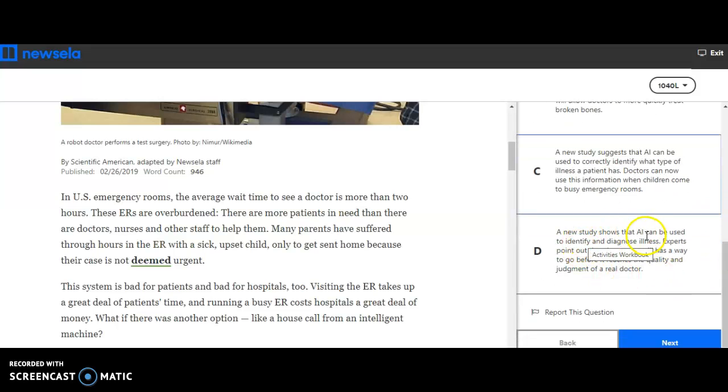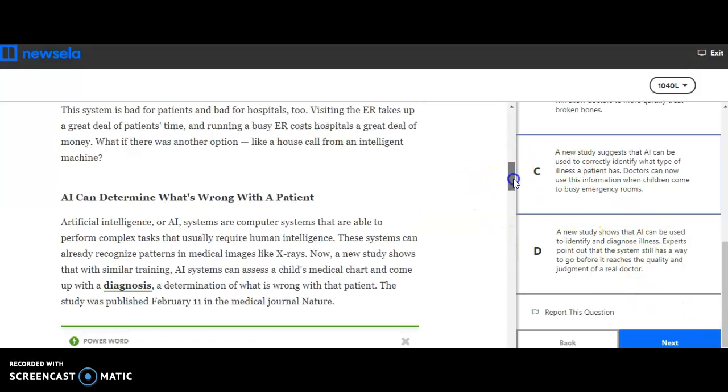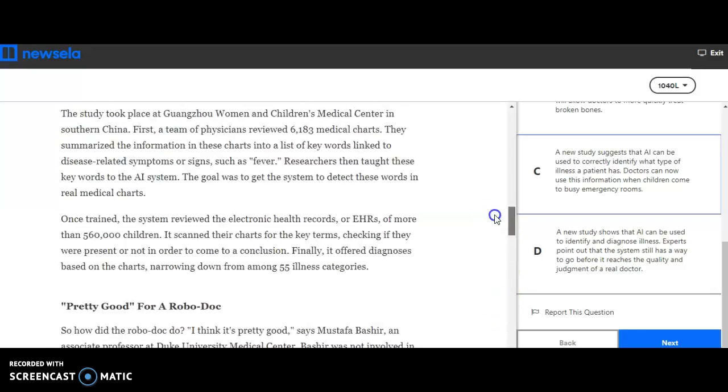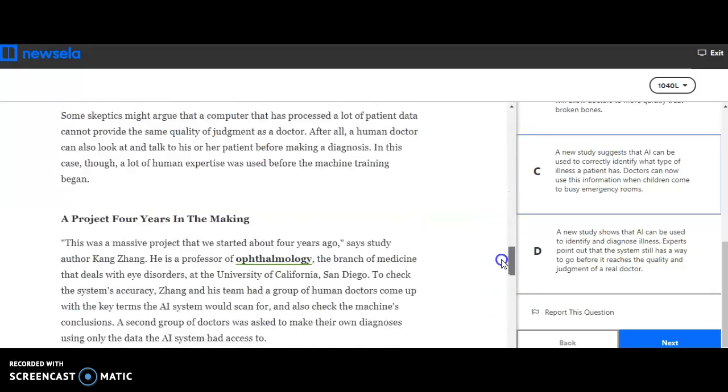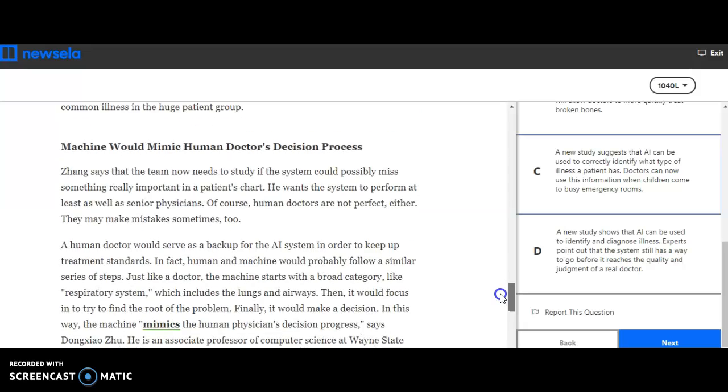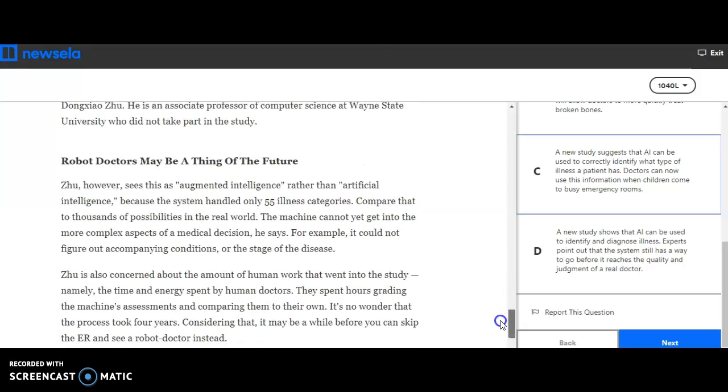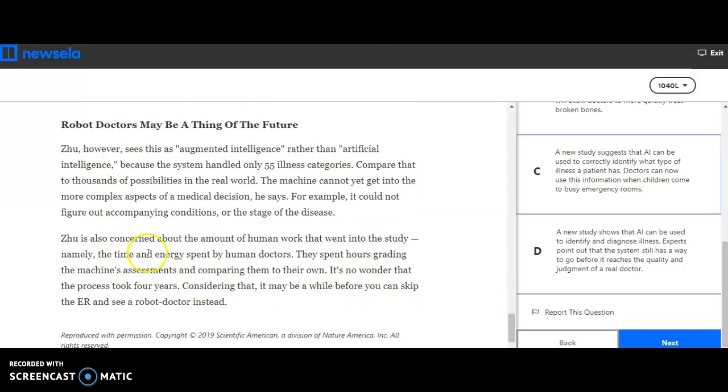D: A new study shows that AI can be used to identify and diagnose illness. Experts point out the system still has a way to go before it reaches the quality and judgment of a real doctor. So which one best shows both main ideas from the whole article? Remember to include the last section here. This is also part of our main idea, whether we like it or not.